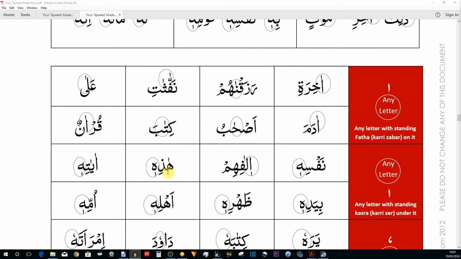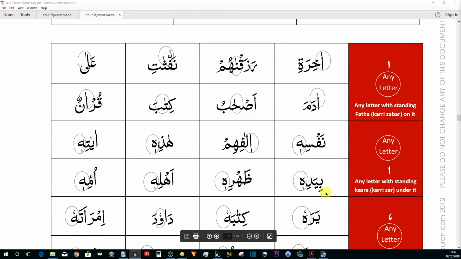Ilafihim. Hadhihi. Ayatihi. Biyadihi. Dhahrihi. Ahlihi. Ummihi. Here mim shadda, 2 beats of ghunna, and then we have 2 beats on the ha with a standing kasra.